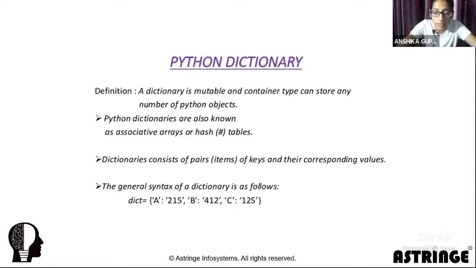Always, whenever a dictionary is executed, it gives us the value and the key. The syntax for writing a dictionary is dict equals, with key and value separated by a single colon: a is a key, 215 is a value; b is a key, 412 is a value; c is a key and 125 is a value. This is the proper syntax to write a dictionary.